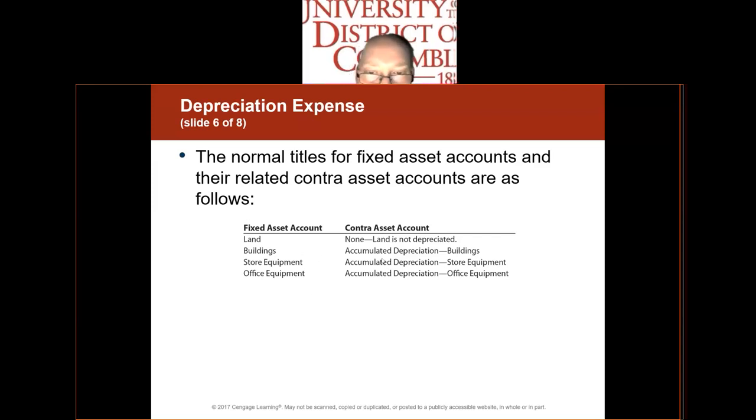And they have respective accounts. So building, accumulated depreciation and building expense, store equipment, accumulated depreciation, store equipment expense, office equipment, accumulated depreciation, office equipment expense. Those are the contra accounts.